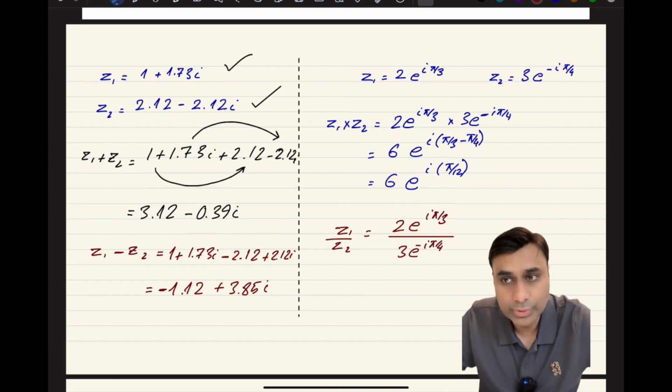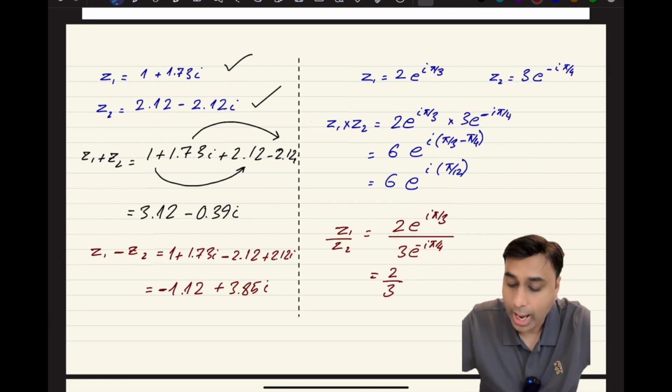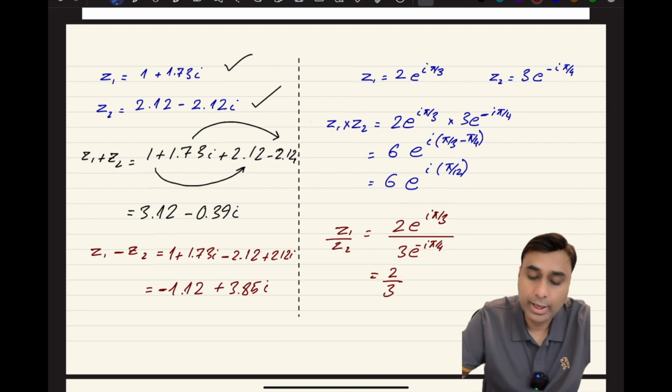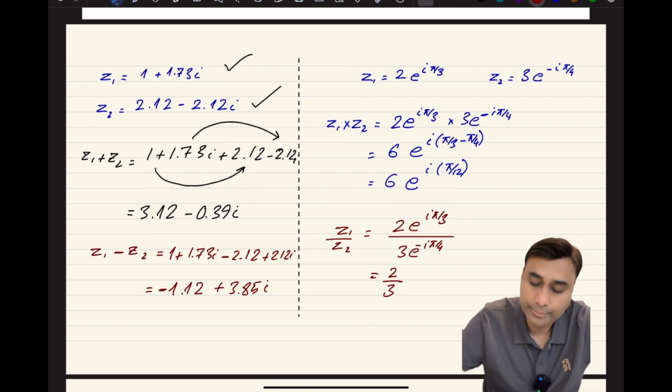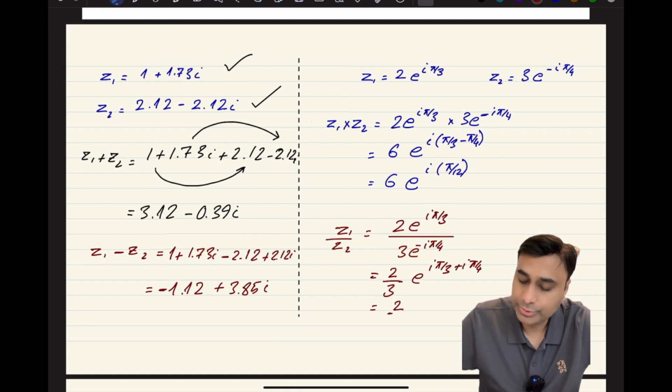And then again, you will simplify the constant terms together. Here, they can't simplify any further, so the modulus remains 2 by 3. And the argument, since you apply the laws of indices, when it goes up from minus, it becomes plus. Basically, what you're doing is that if you have to simplify these, you're going to subtract their powers. So it's going to become e power iota pi by 3 plus iota pi by 4. And this becomes 2 by 3 e power iota 7 pi by 12.